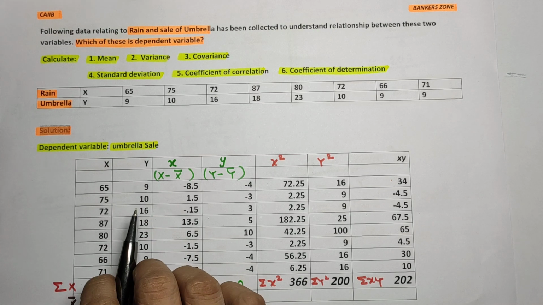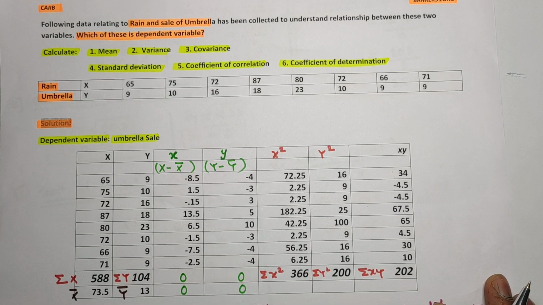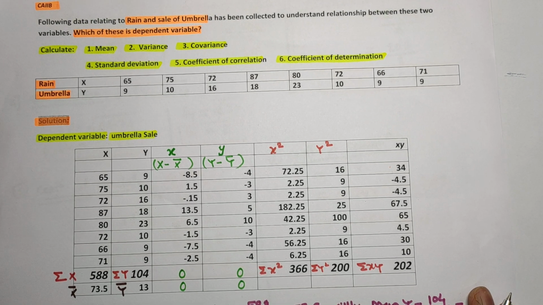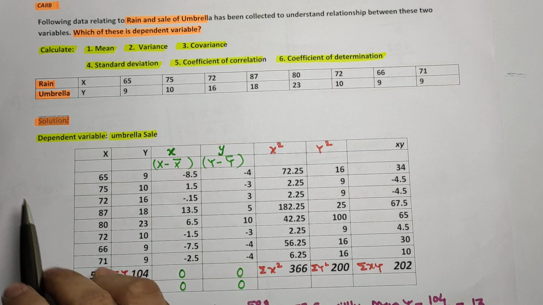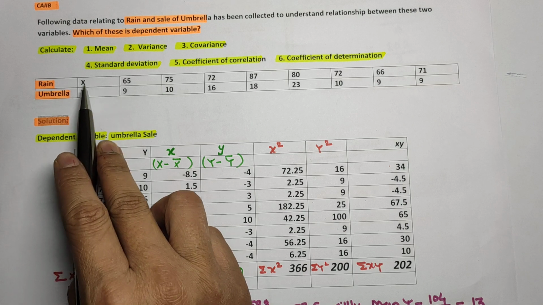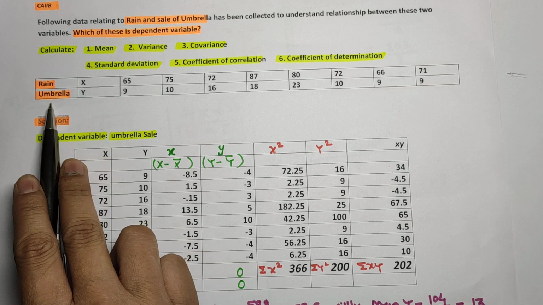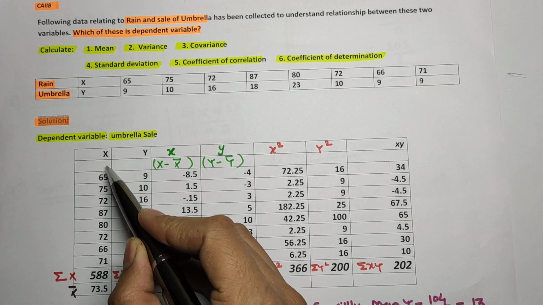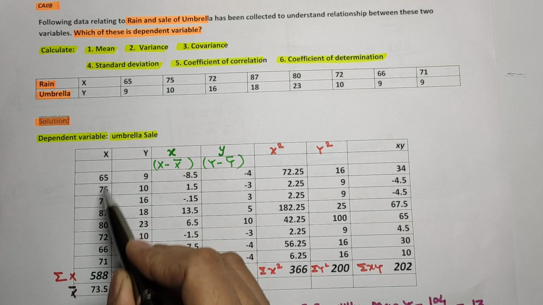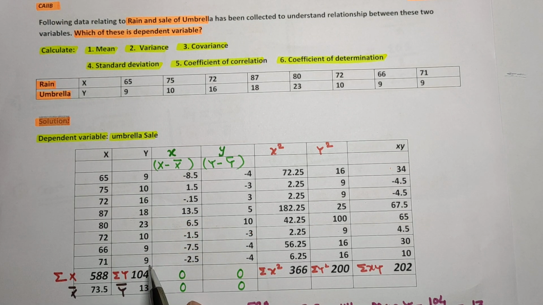Okay, so friends, this type of numerical they generally ask in the form of a case study. So how to deal with that numerical? Friends, one by one we will discuss. Very first, to solve that kind of numerical you need to prepare the table. We come to know what is x and what is y. X we have taken as the independent variable, rain, and y we have taken as umbrella sale. So in the x column we write down here, and the next column is y. Capital X we have denoted as the rain and capital Y as the sale of the umbrella.